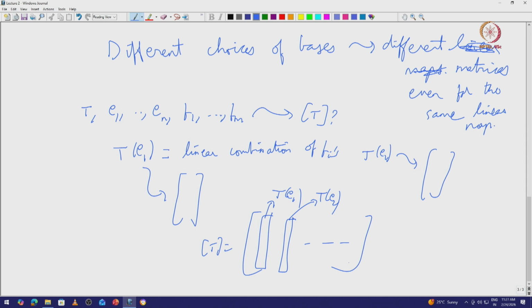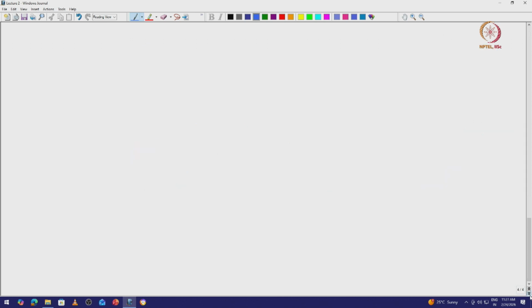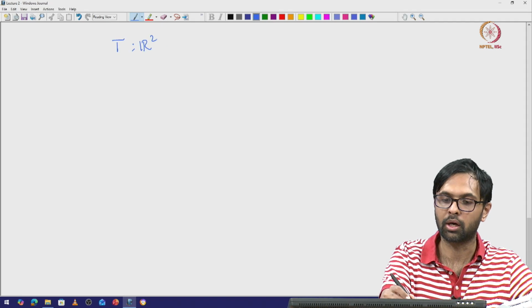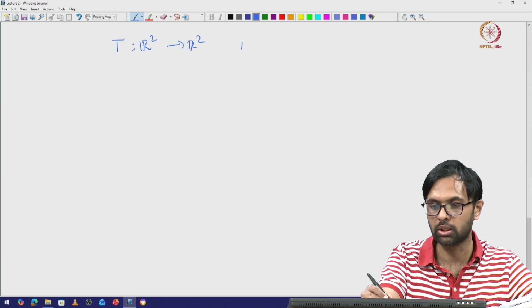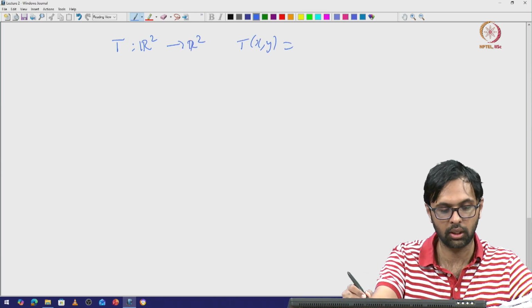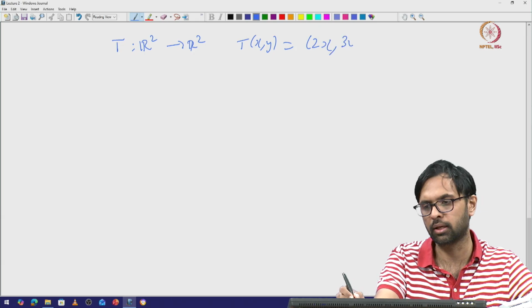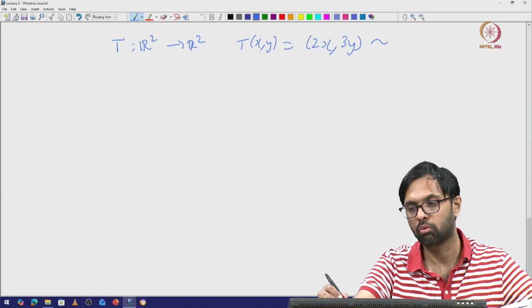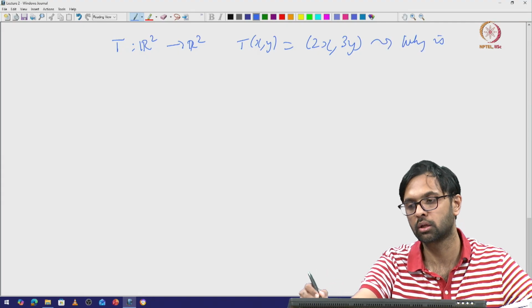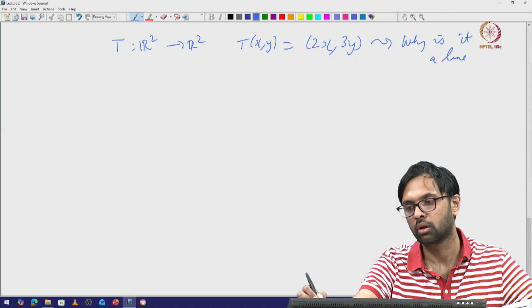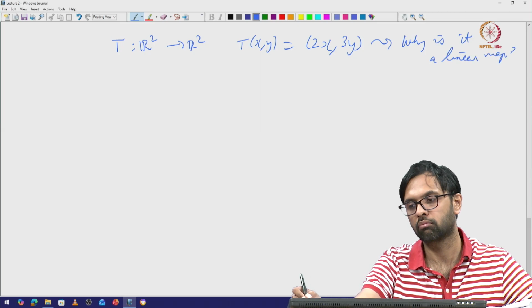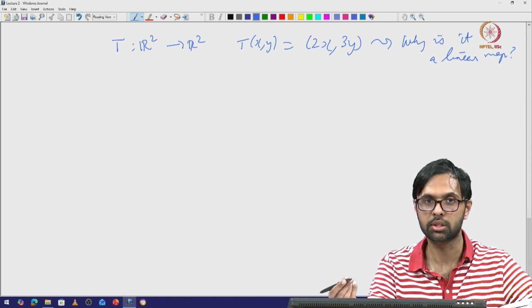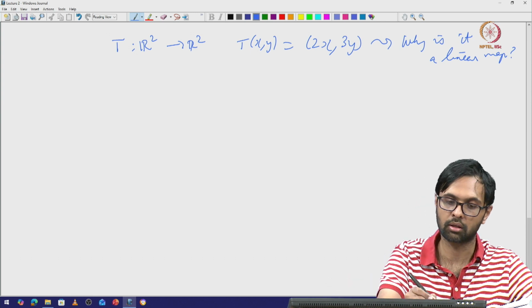Let's actually apply it in a concrete example so that we are all on the same page. Suppose you take a linear map from R2 to R2 given by T of (x, y) equals, let's say, a simple linear map (2x, 3y). Why is this a linear map? Please think about it and answer this question to yourselves. This is a very basic thing.